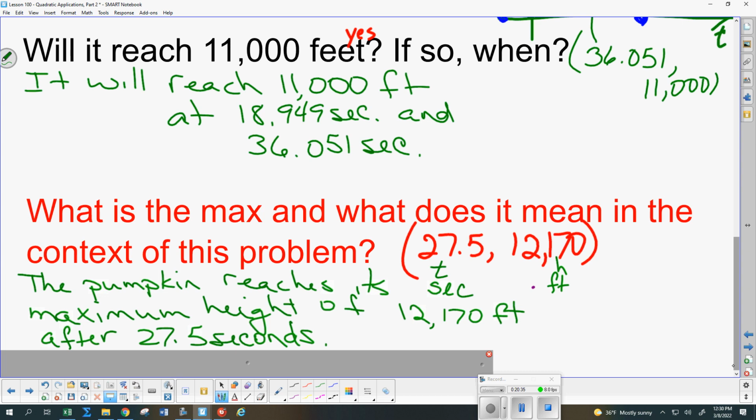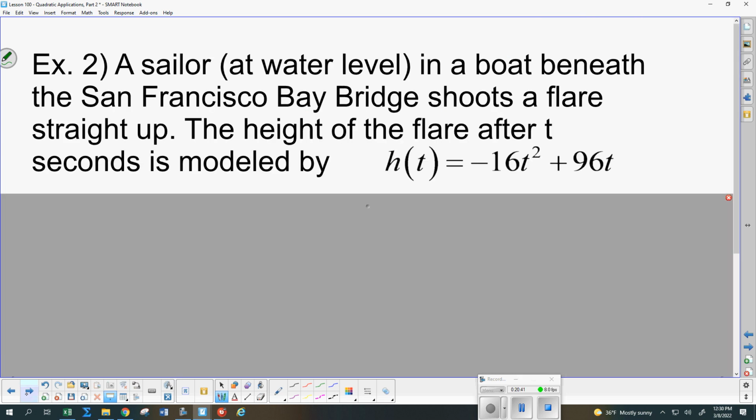That is our longest example by far today. The other two are much shorter. Okay, next one. There's a sailor who's going to shoot a flare. If it launches from the water, it would be h of t is negative 16t squared. There's our negative 16. What would the 96 mean?